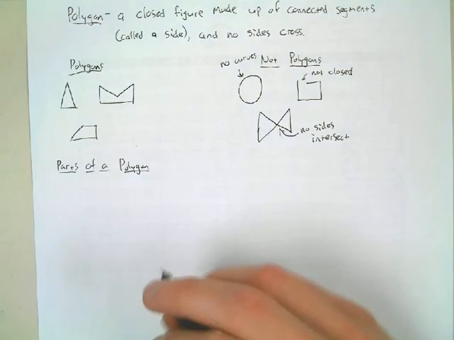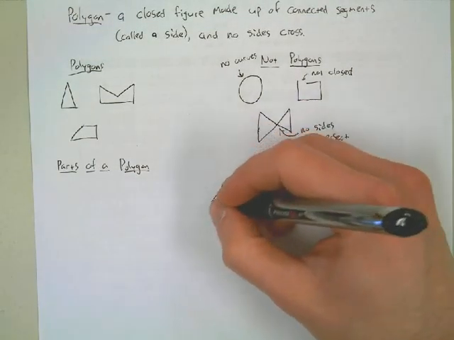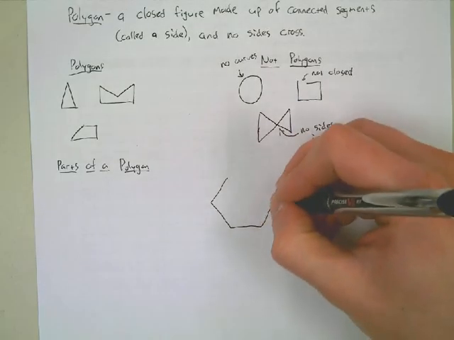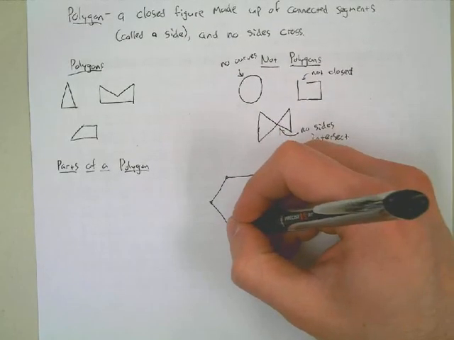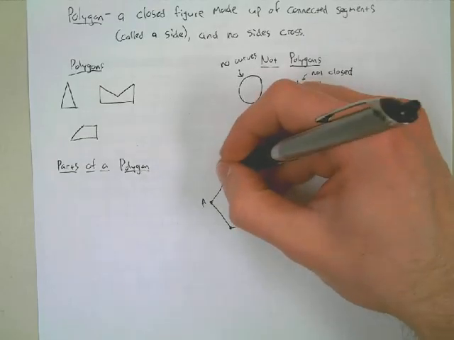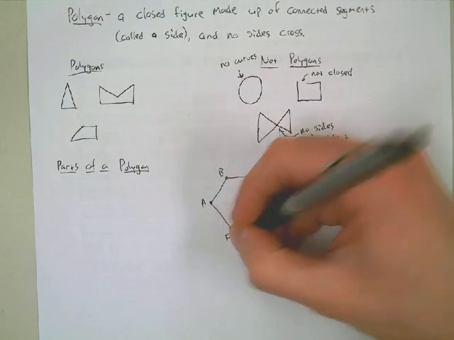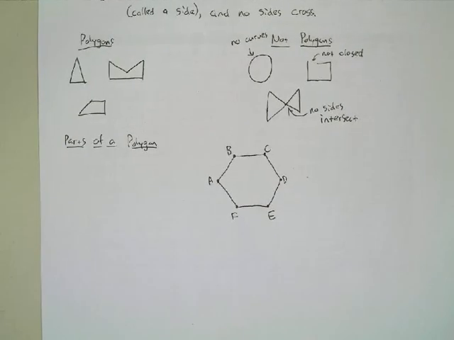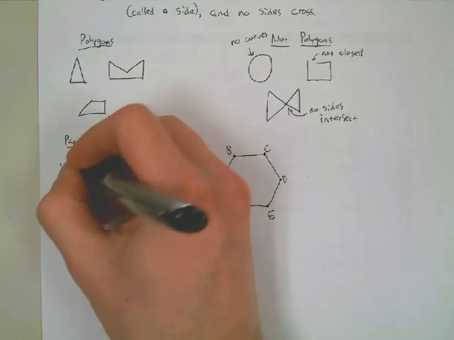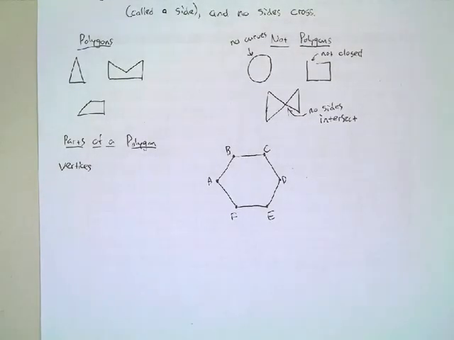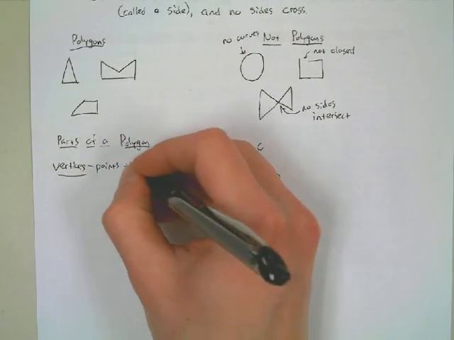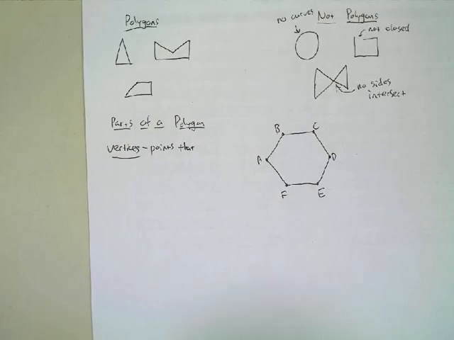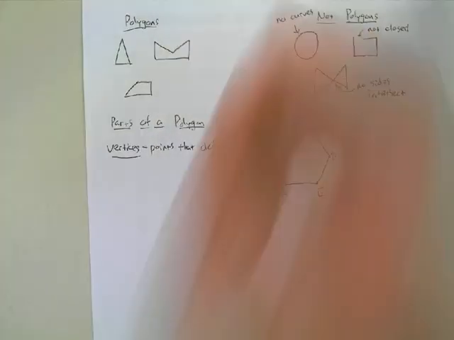Okay. So I'll draw a polygon over here. And we'll put some labels on these points. Okay, so the points are called vertices. Okay? These are points. Is that good? Okay. Vertices, these are points that define the polygon.